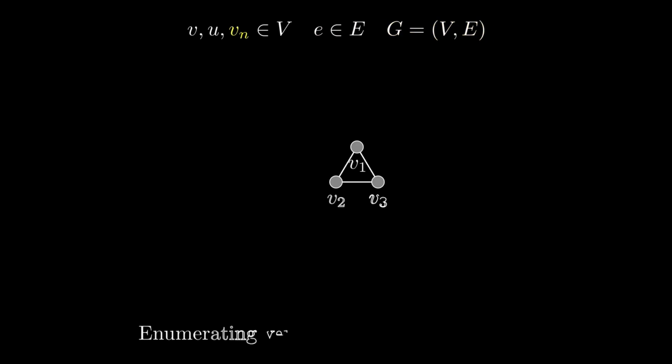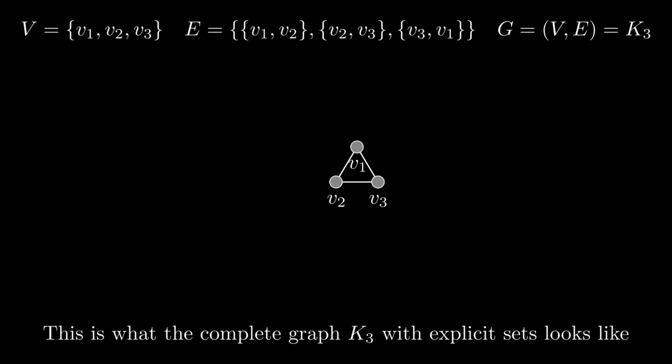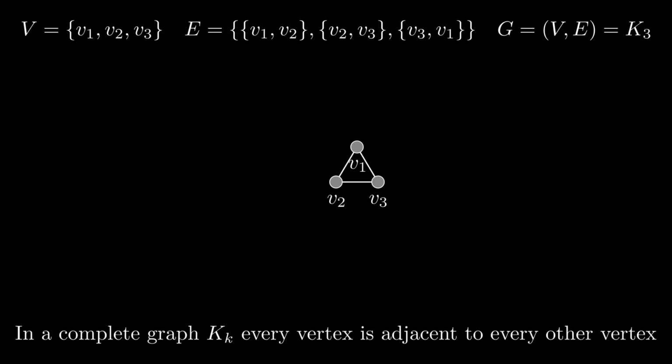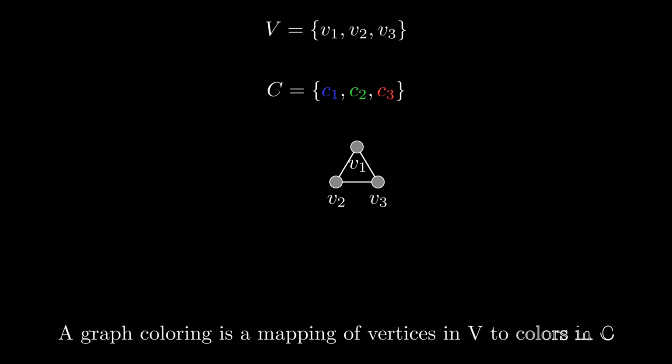Enumerating vertices as Vn is also common. This is what the complete graph K3 with explicit sets looks like. Take note of this one, it's going to appear a lot and will be very important. In a complete graph Kn, every vertex is adjacent to every other vertex. K3 is the largest complete graph we can embed in the plane, so K4 or higher won't make an appearance here. A graph coloring is a mapping of vertices in V to colors in C.